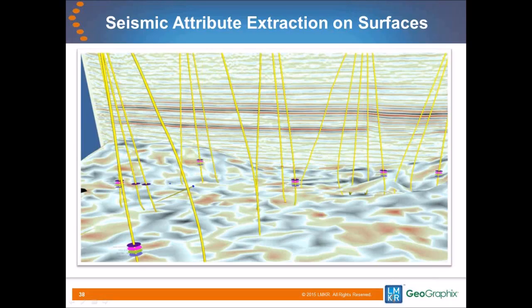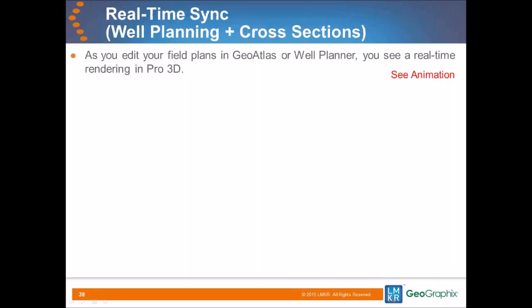And I really like this new feature. Instead of viewing your attributes that you would create with volume attributes as a slice, you can now drape those attributes on any surface. So if you had a target surface, for instance, what would happen is that the attributes would be sampled along that target surface. So you get a very accurate representation of that attribute on your surface.